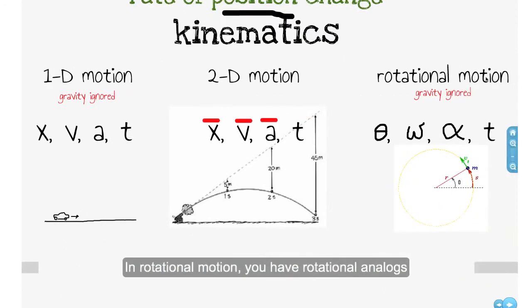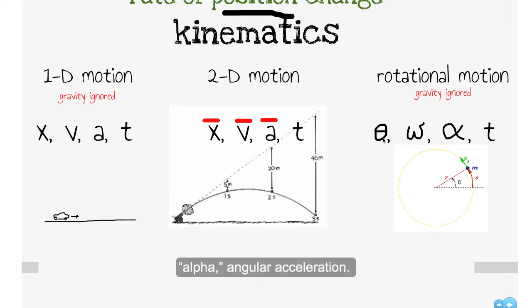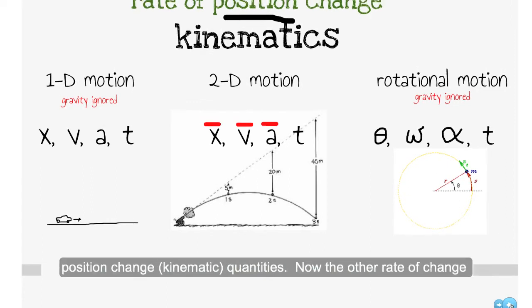And in rotational motion, you have rotational analogs to the translational values. So you have theta instead of displacement, instead of velocity you have omega, and instead of acceleration you have alpha, angular acceleration. So these are the rate of position change.